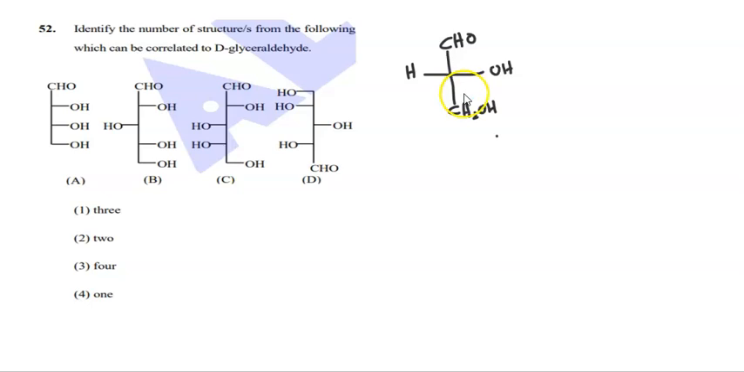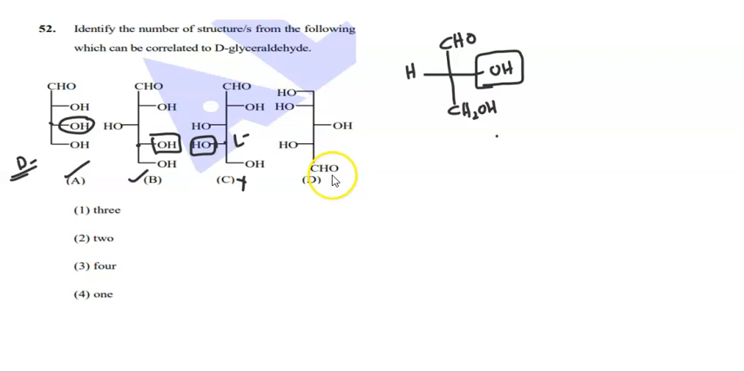If any structure looks like D-glyceraldehyde, that means at the last chiral center, if you have the OH group at the right hand side, then it is said to be D-glyceraldehyde. So here it is the last chiral center, OH we have at the right hand side. So it is similar to that of D-glyceraldehyde. A is correct. Here also, at the last chiral center, OH is present at the right hand side. It is also a D-glyceraldehyde. Here at the last chiral center, OH is present at the left hand side. That's why it is L-glyceraldehyde.